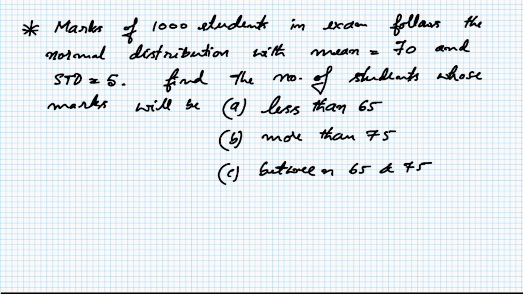Ultimately the answer is in terms of numbers. Out of 1000, how many will be less than 65? How many will be more than 75? How many between 65 and 75? That's the question. But you are going to do the calculation in a very similar fashion as earlier. We get a probability, then convert that probability into numbers at a later stage. It's a normal distribution, and the mean and standard deviation are given, so X is given; convert it to z and start solving. Later on we'll see how to convert them into numbers.